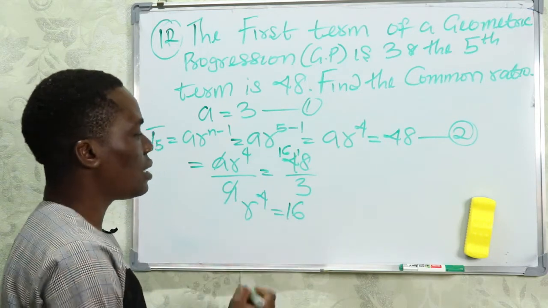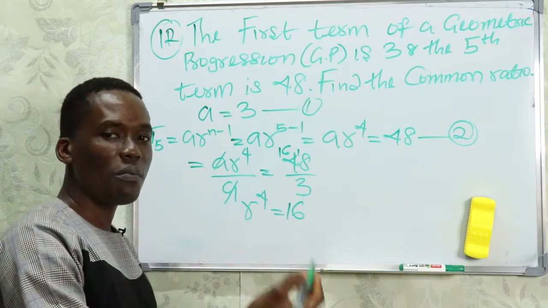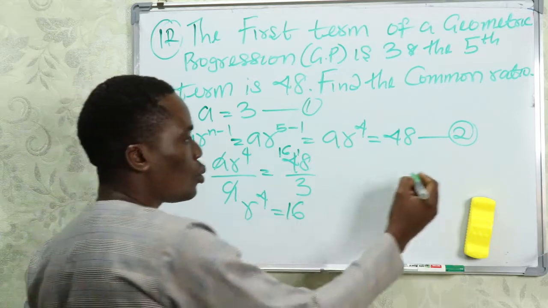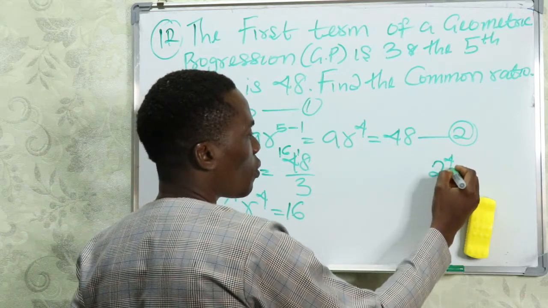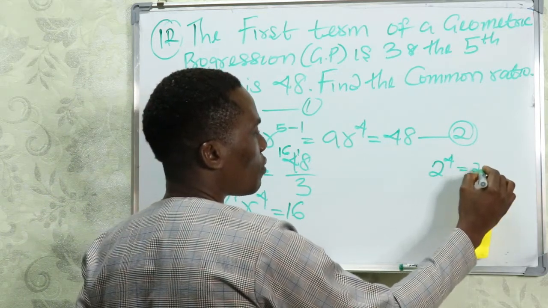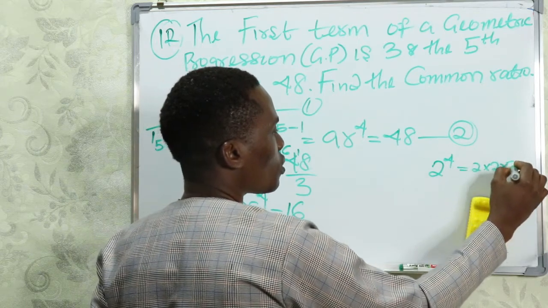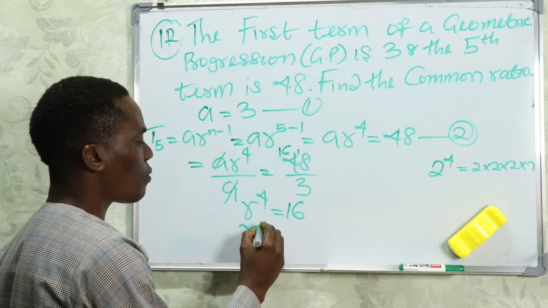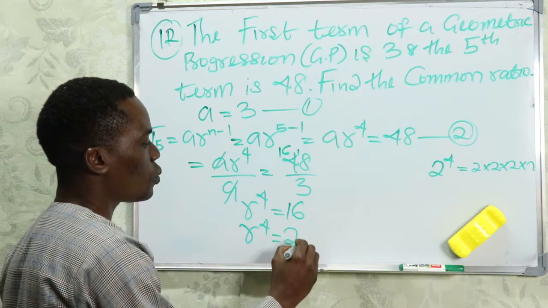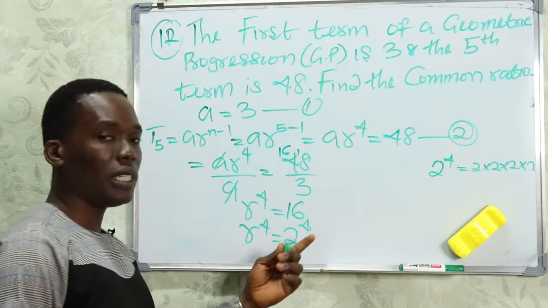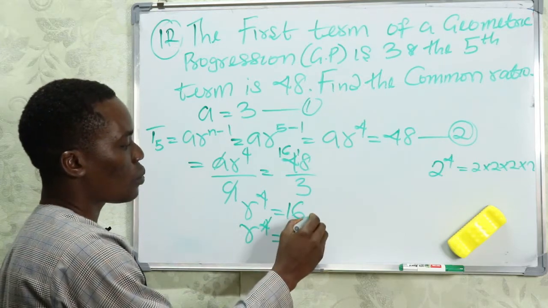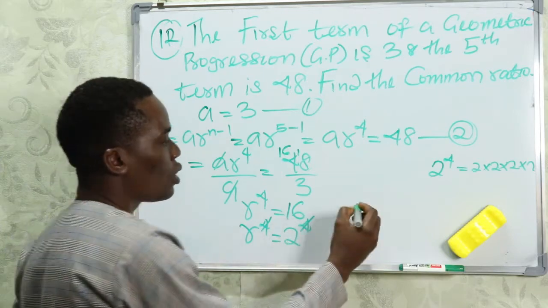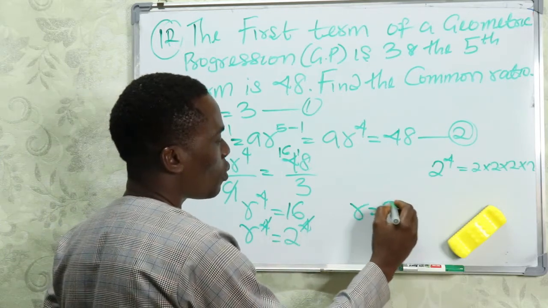Now for us to clear this, we have to raise this to a given power so that we can be able to clear the power. Now 2 raised to power 4 will be equal to 16, because we have 2 times 2 times 2 times 2. That will give us 16. So r^4 will be equal to 2^4. With this, the powers can cancel, so we'll have r equal to 2.